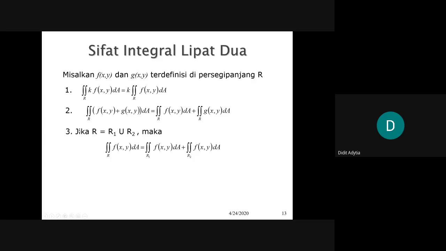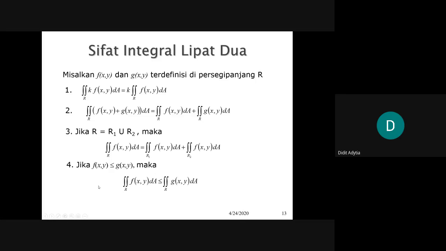If the domain, we call it domain R, consists of R1 union R2, then we can split the integration as this one. The integration with respect to R can be split into two: the integration in the area of R1 and in the area of R2.